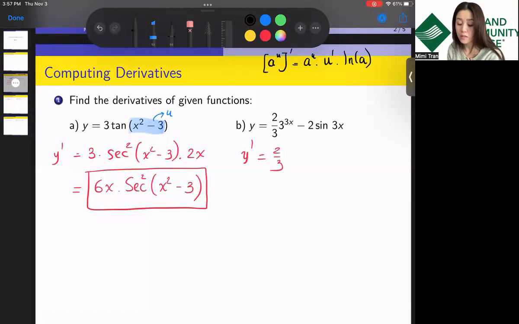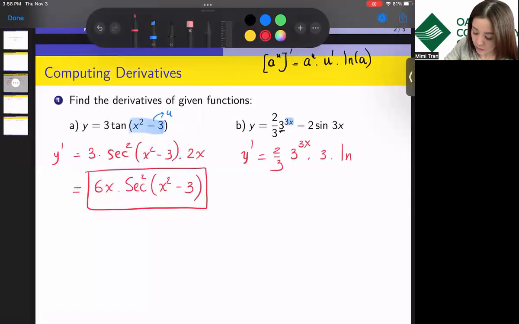Right here, a is the base, which is 3 here, so that is my base. U is the part 3x there. So we have a to the u, so 3 to the 3x, times u prime. U prime is 3x prime, which is 3, times ln of a. A is 3, so ln 3. The base is also 3 here. That's the base.